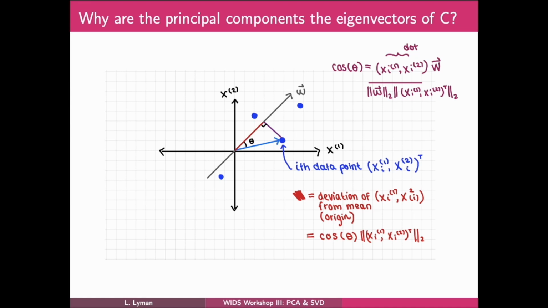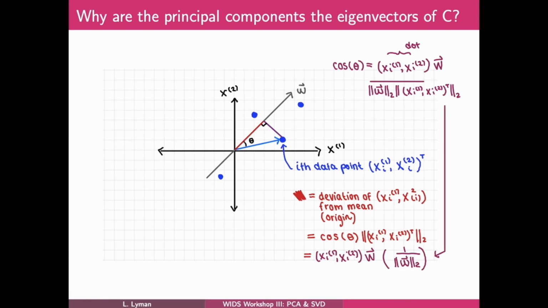So if we substitute this entire expression into our calculation of the variance or the deviation of the ith data point, we have some cancellation and immediately get an expression of the following form. So again, we have a scalar, 1 over the 2 norm of w, times another scalar, which is formed from the dot product between the ith data point, written as a vector here in blue, with w.